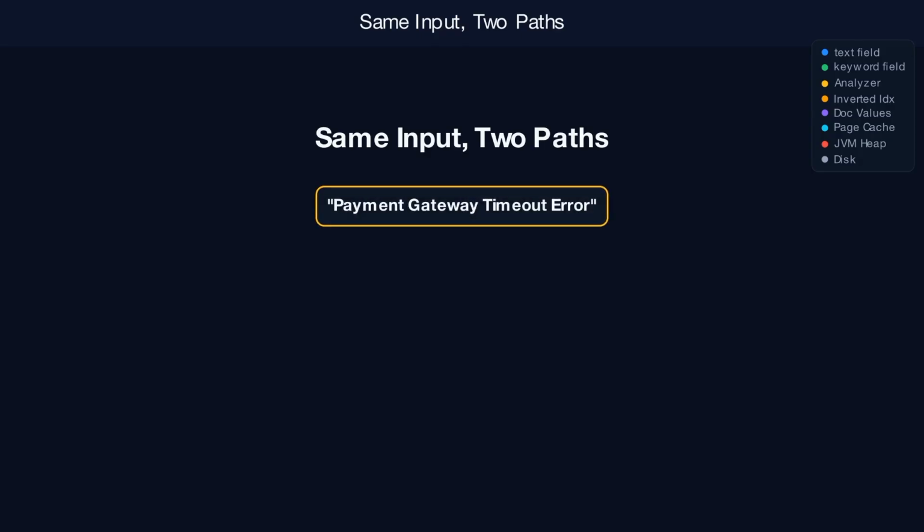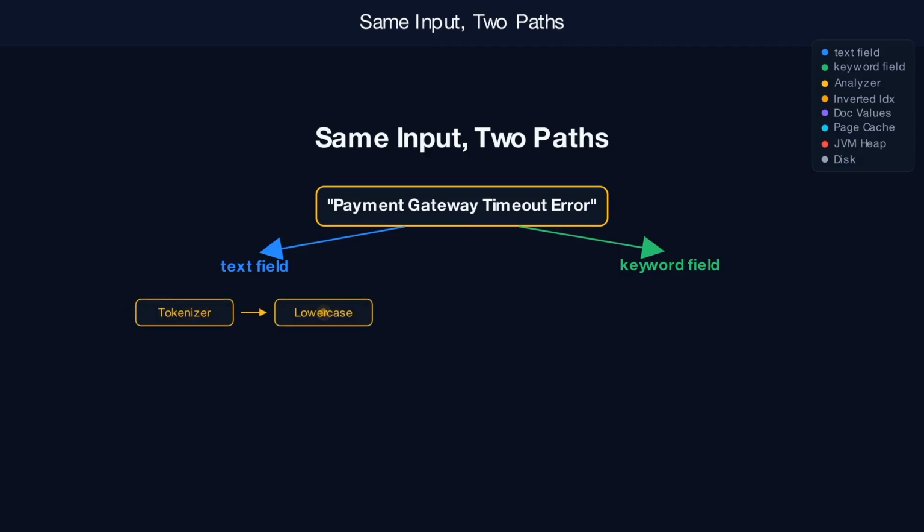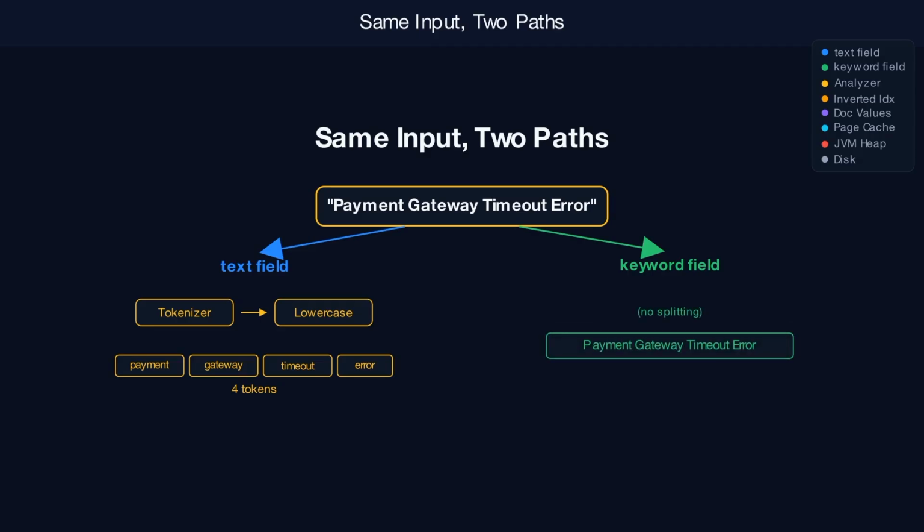Suppose the input is payment gateway timeout error. If the field is mapped as text, Elasticsearch applies an analyzer. The default standard analyzer first runs a tokenizer that splits on word boundaries, then applies a lowercase token filter. The result is 4 separate tokens: payment, gateway, timeout, error. Each token becomes a searchable term in the inverted index.